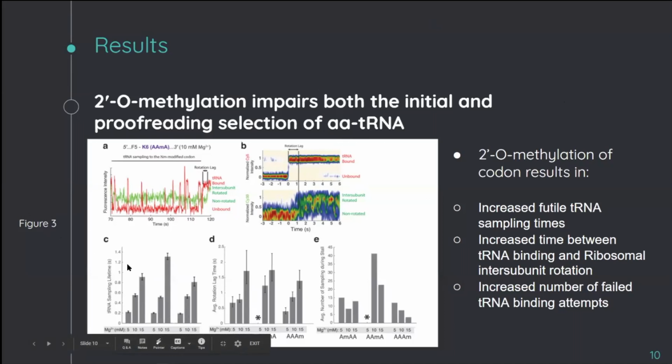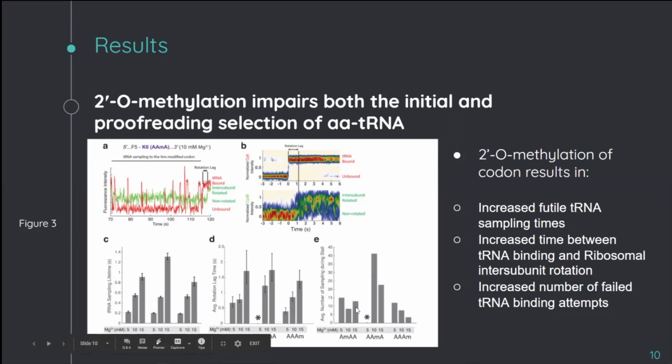So anyways, figure 3C showed that if you methylate a codon, the sampling time, that is the time in which the tRNA binds to the A site, increases. And then figure 3D shows that the average rotational lag time increases if you have a methylated codon. Now, the average rotational lag time with a non-methylated codon is very fast, faster than what their equipment could measure, which means it's faster than 100 milliseconds. But here you can see that sometimes it gets to 1.5 seconds for the rotational lag time.